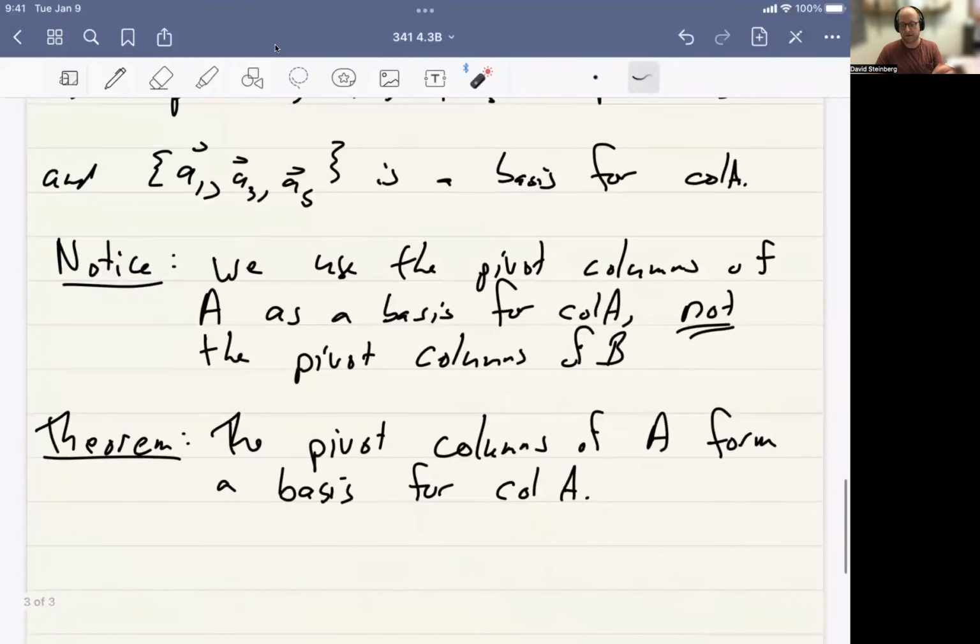And so we've proven this little theorem more or less. The pivot columns of A form a basis for the column space of A.